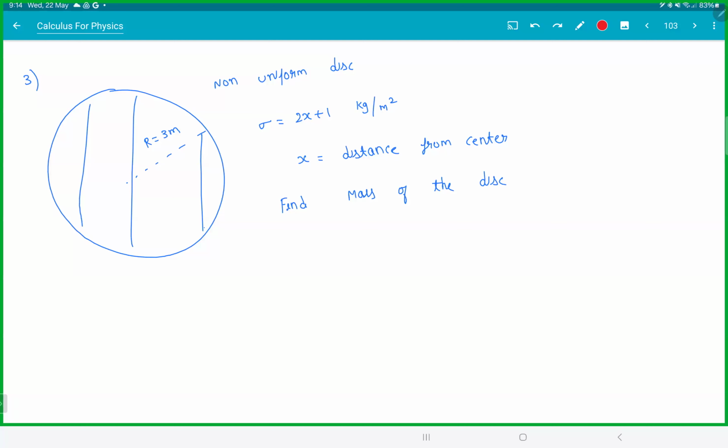3. Let's see. 45 pi, 12 kg, 42 pi. We have 3 different answers.